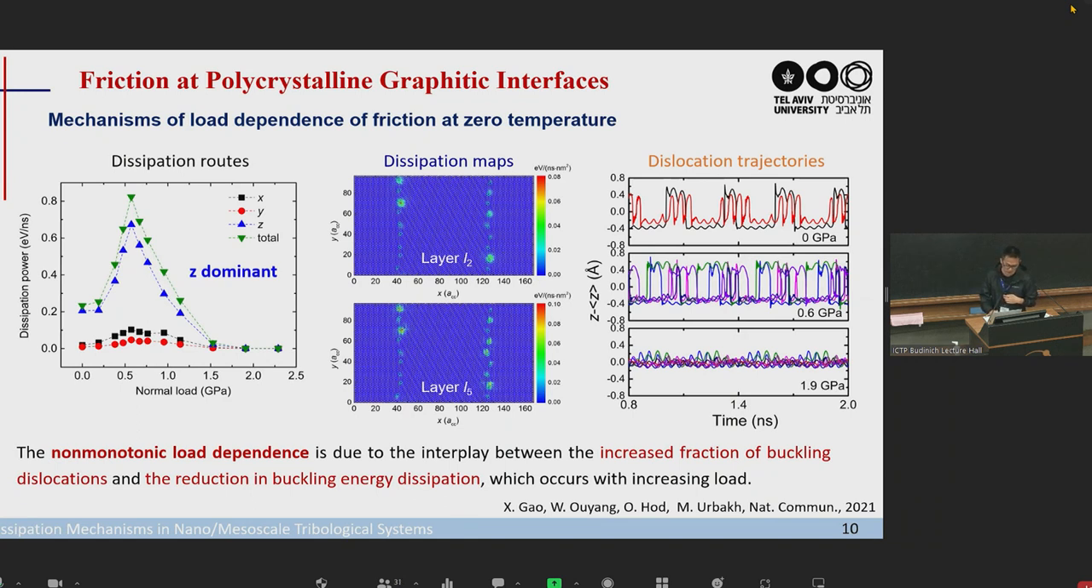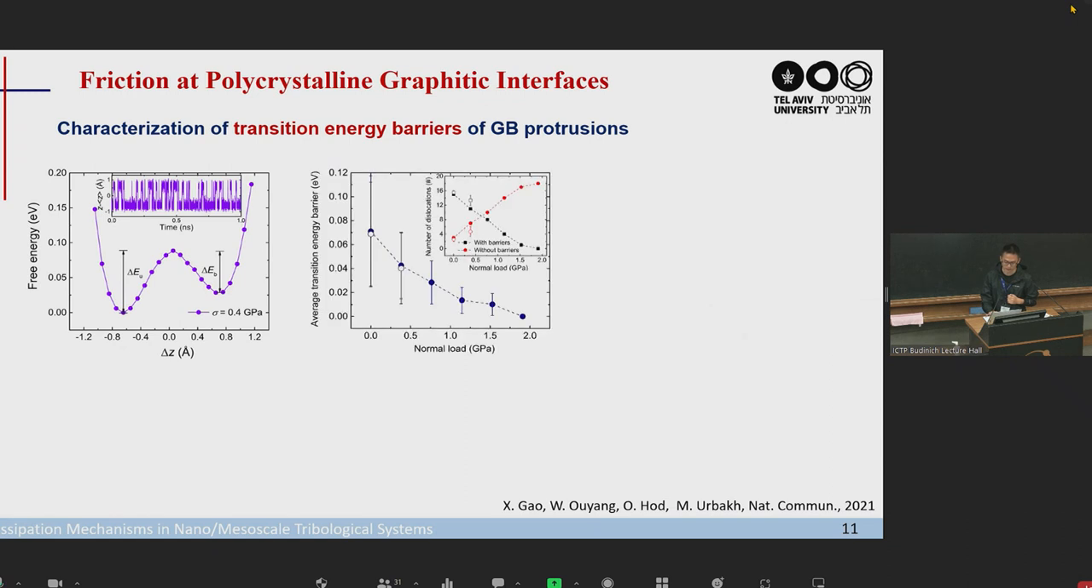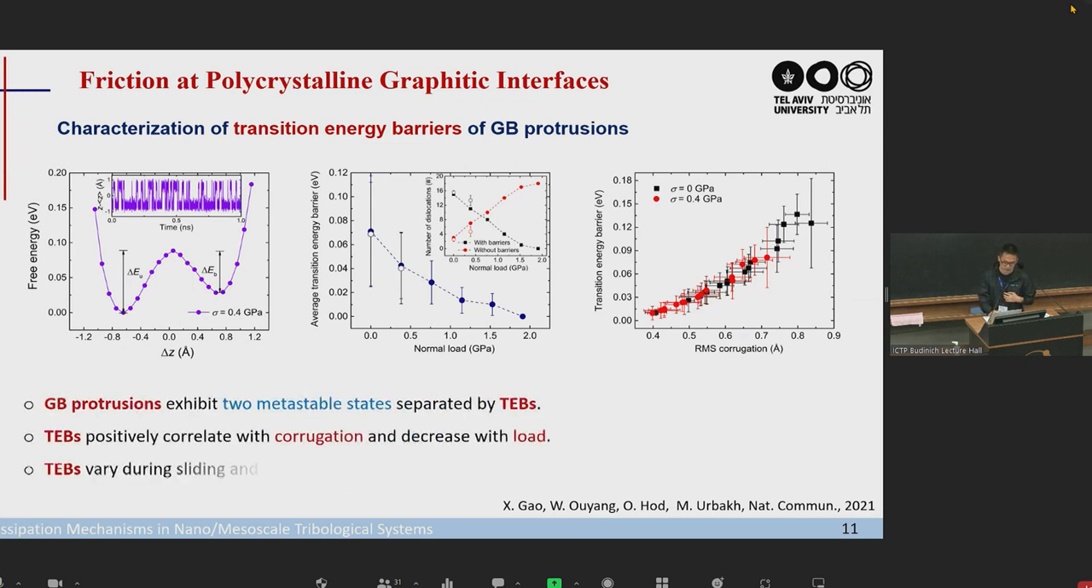And so to further quantitatively describe the energetic behavior of the upward and downward states, we extract the free energy profiles from equilibrium simulation. This plot shows you the free energy profile for a given dislocation, and we can see a clear transition energy barrier between the two states. We find that the average transition energy barrier goes down with normal load, and it positively correlates with the protrusion corrugation. With these results, we can also roughly, qualitatively explain the buckling at zero temperature.